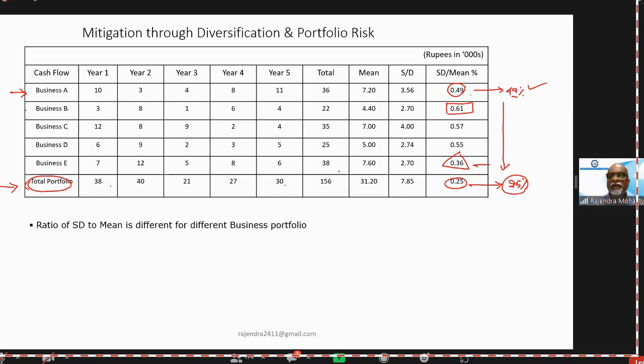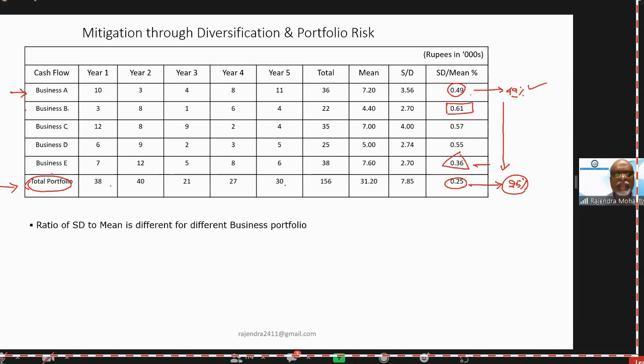Okay, so this kind of business, this is the riskiness when we compare it to the other types of business available in the market. The ratio of SD to mean is different for different business portfolios. So these are the business portfolios again.